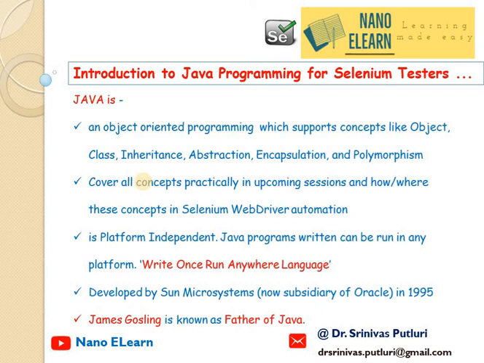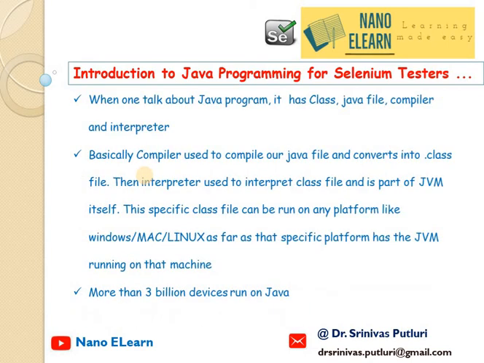It is a platform-independent programming language. Java programs written can be run on any platform. That is, it is a write once, run anywhere language. It was developed by Sun Microsystems, which is now a subsidiary of Oracle, in the year 1995. James Gosling is known as the father of Java.